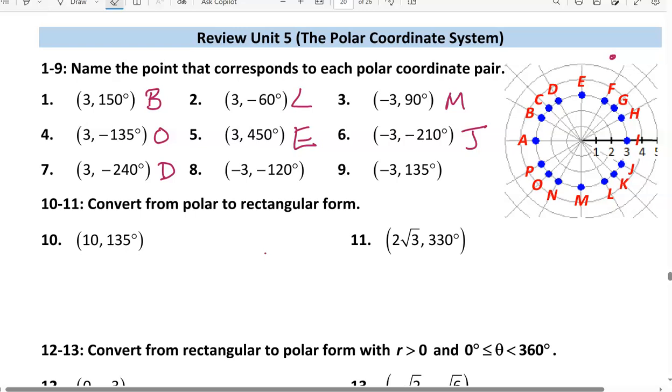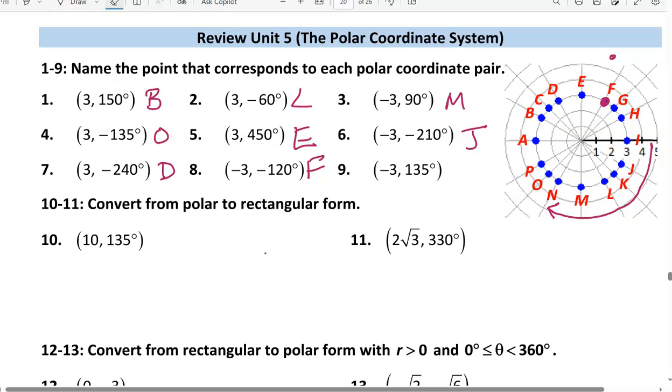For number 8, negative 3, negative 120 degrees. We want to rotate negative 120 degrees, and that will be 90 plus an extra 30. That brings us to point N, but the radius is negative, so we're in the opposite quadrant at point F.